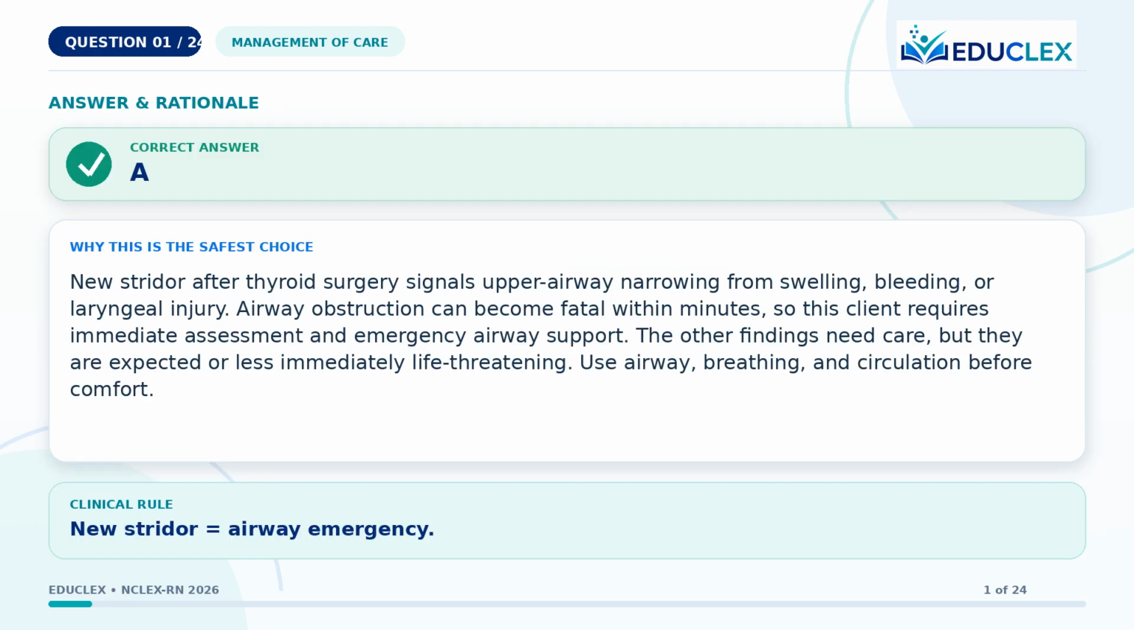The correct answer is A. New stridor after thyroid surgery signals upper airway narrowing from swelling, bleeding, or laryngeal injury. Airway obstruction can become fatal within minutes, so this client requires immediate assessment and emergency airway support. The other findings need care, but they are expected or less immediately life-threatening. Use airway, breathing, and circulation before comfort.